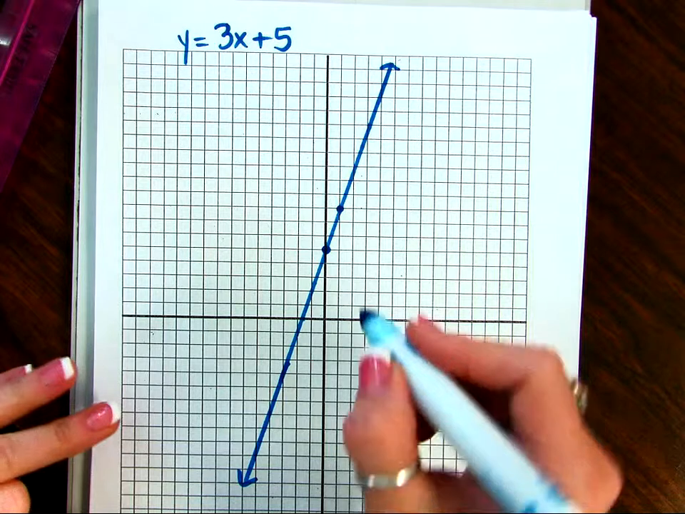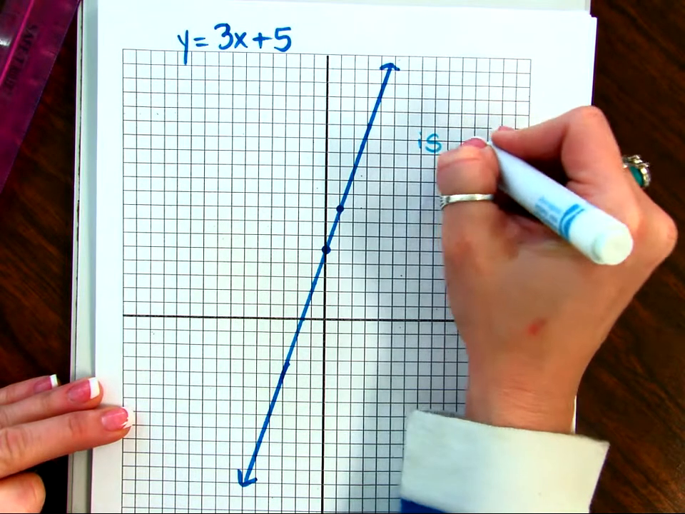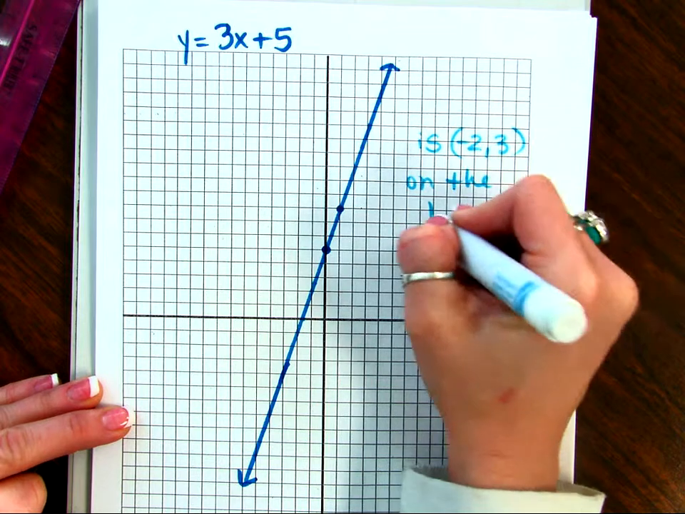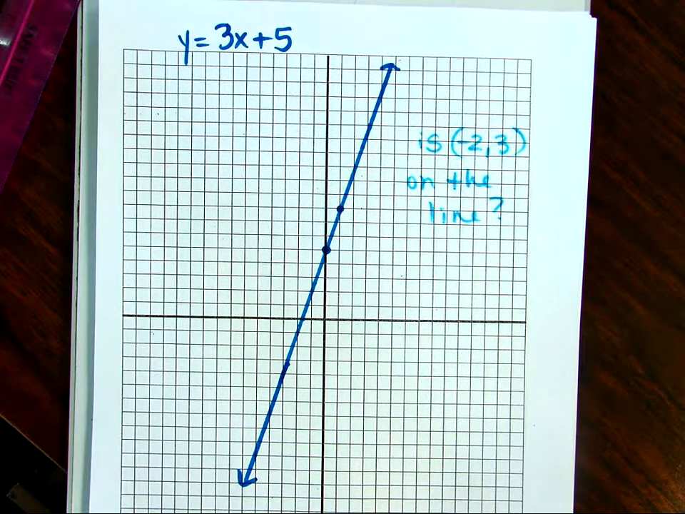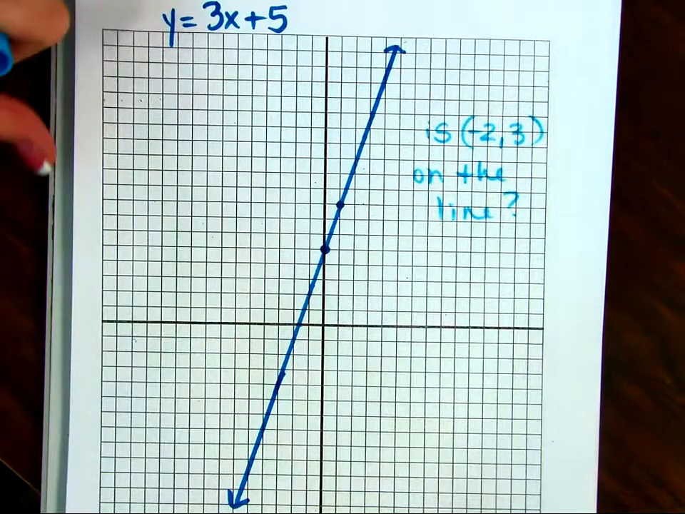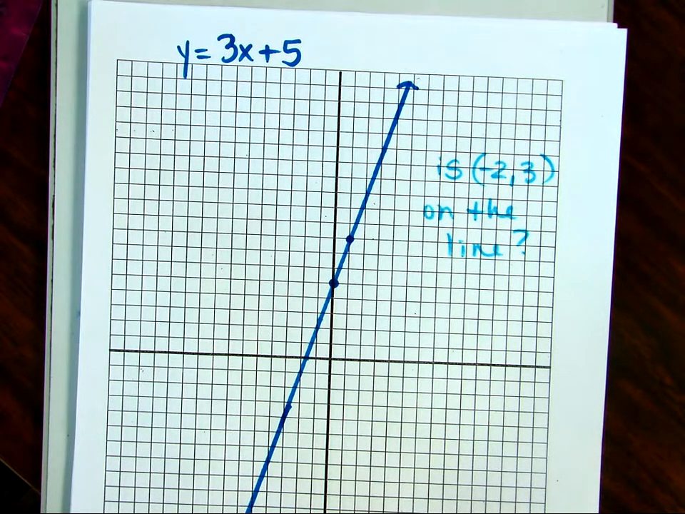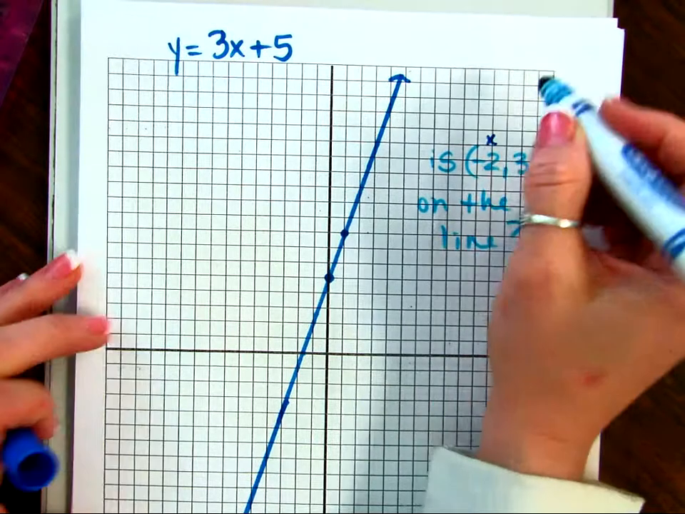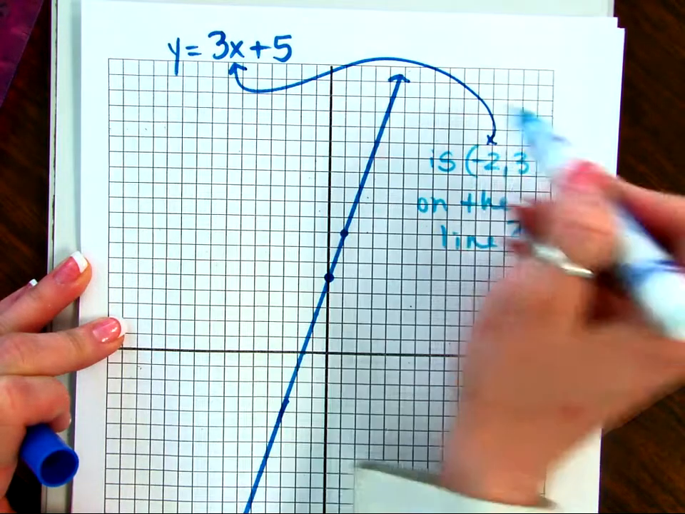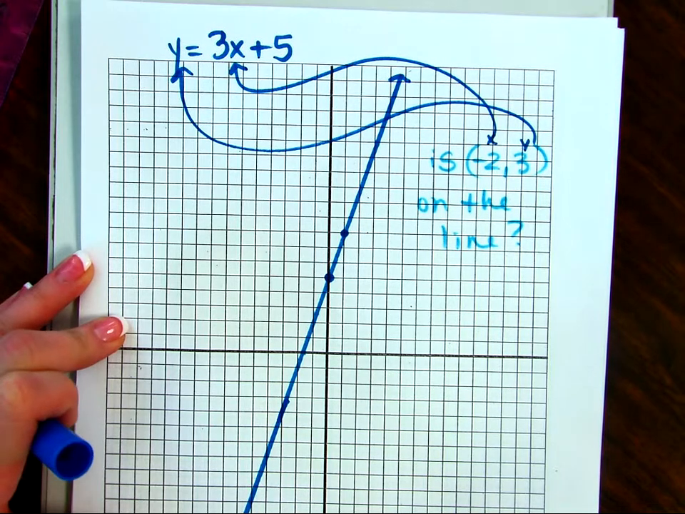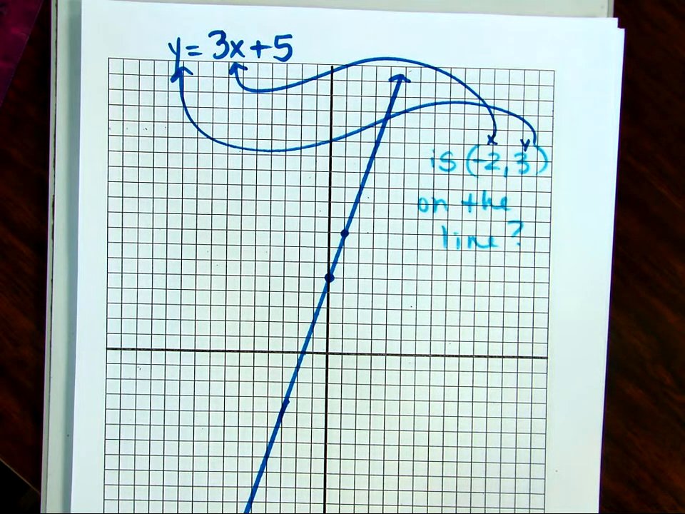So if I were to say, is the point -2, 3 on the line? The question would be, is -2, 3 a solution? That's what you're going to see. They're going to say, is -2, 3 a solution? And you're going to say, I don't know. What do you mean, is it a solution? It's a solution if you take the x and put it in for the x, and you take the y and put it in for the y, and if you get a true statement, it's a solution.